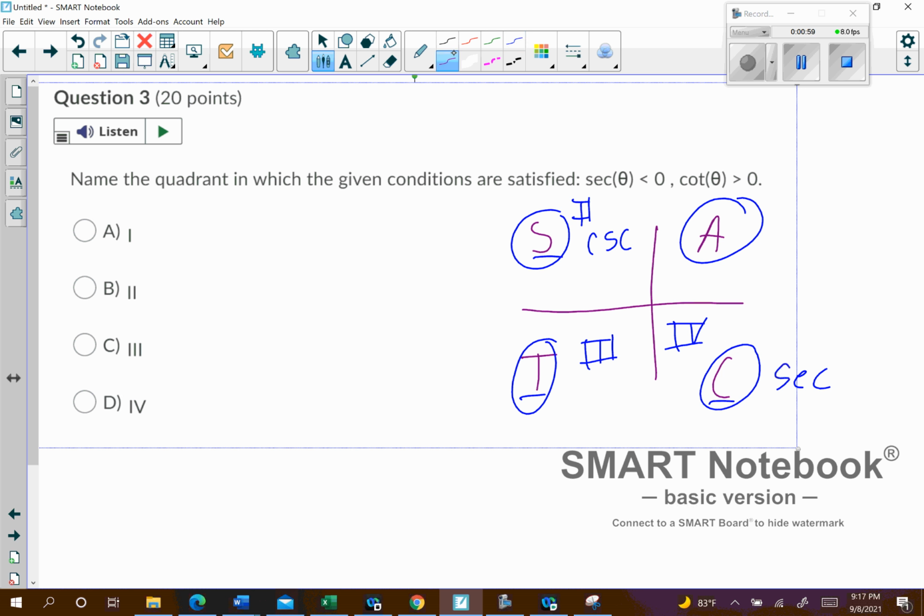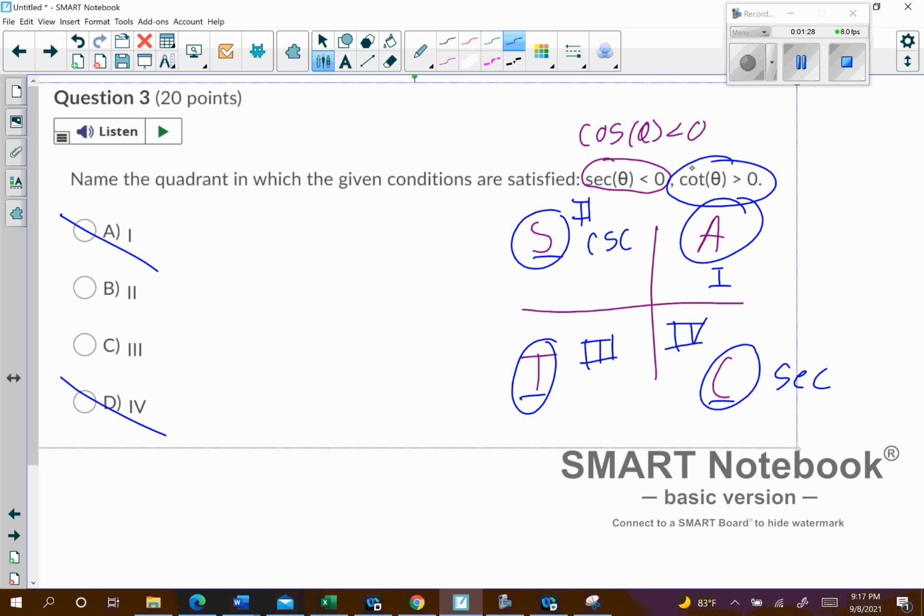So the first one they give us is that the secant has to be less than zero. Basically, it means secant needs to be negative. Well, that would be equivalent to saying that cosine needs to be negative, less than zero. So cosine is positive in quadrants 1 and 4, so it can't be either quadrant 1 or 4. I'm going to go ahead and mark those out. So now we've narrowed it down to either quadrant 2 or 3.